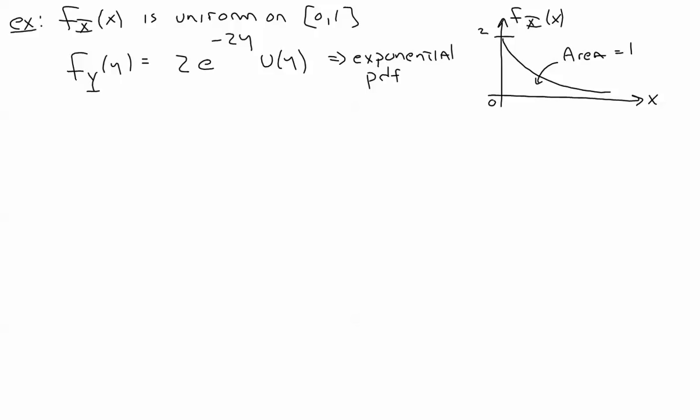So what I want to do is move x, which is uniform on 0 to 1, into y, which is exponentially distributed. The first thing I need is the cumulative distribution function for y, and then I'm going to invert that. We've done this before, but we can do the math again.